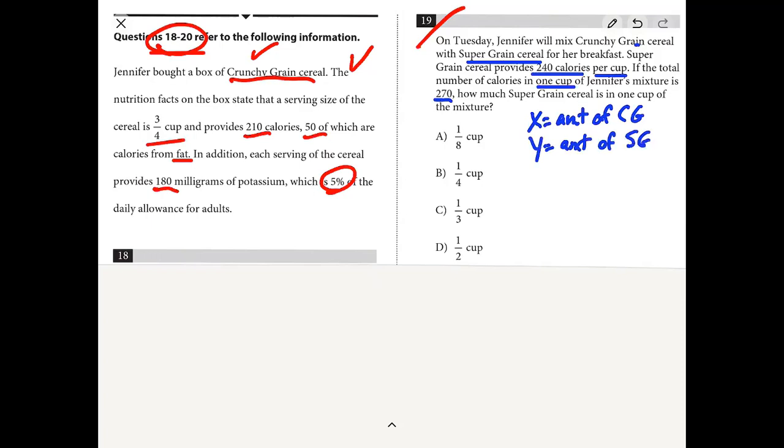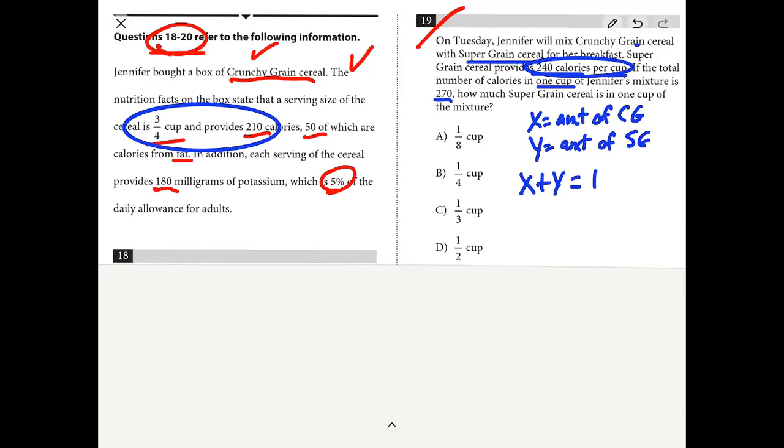And here's what we have. So x plus y equals 1 cup. That's one equation. Now, the second equation is a little tricky. We've got to put this in a per cup, a unit rate of per cups. Right now, this says 3/4 cups gives you 210 calories. We want it as a unit rate per cup.